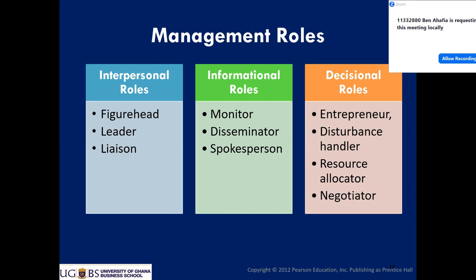Managers act as what? Disturbance handlers. So when there are troubles in the organization, sometimes the community where they operate, they try to attack the organization. They try to cause problems. Managers are supposed to be there to what? To bring calmness.